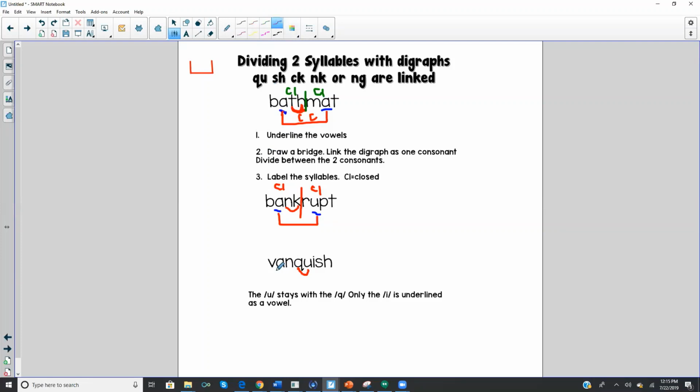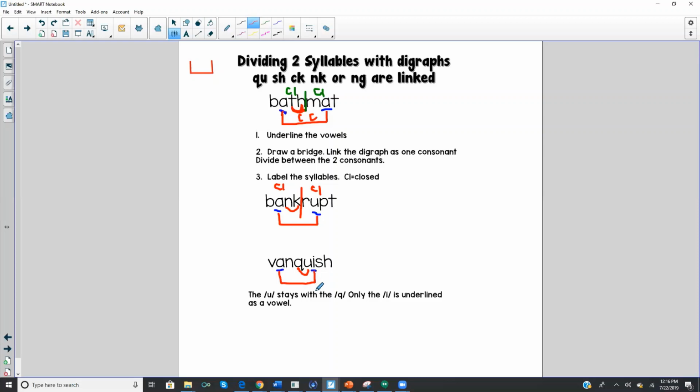So I'm going to underline my vowels. So we have A, and I don't count this U as my vowel because it's with the Q. So we have A and I. If we have a QU, I don't count that U as a vowel. Okay? So now the next thing I have to do is draw my bridge. Vanquish. Very good.